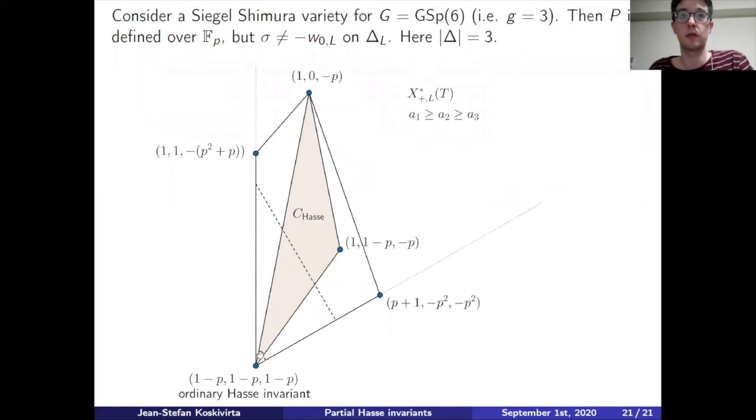Also in this picture, I marked a dotted line here. This represents what happens in characteristic zero. This was the standard cone that was defined yesterday, basically what happens over the complex numbers. If you look at this triangle here, these are the possible weights of automorphic forms in characteristic zero, which is quite different from what you get in characteristic p. Okay, that's basically the end of the talk.